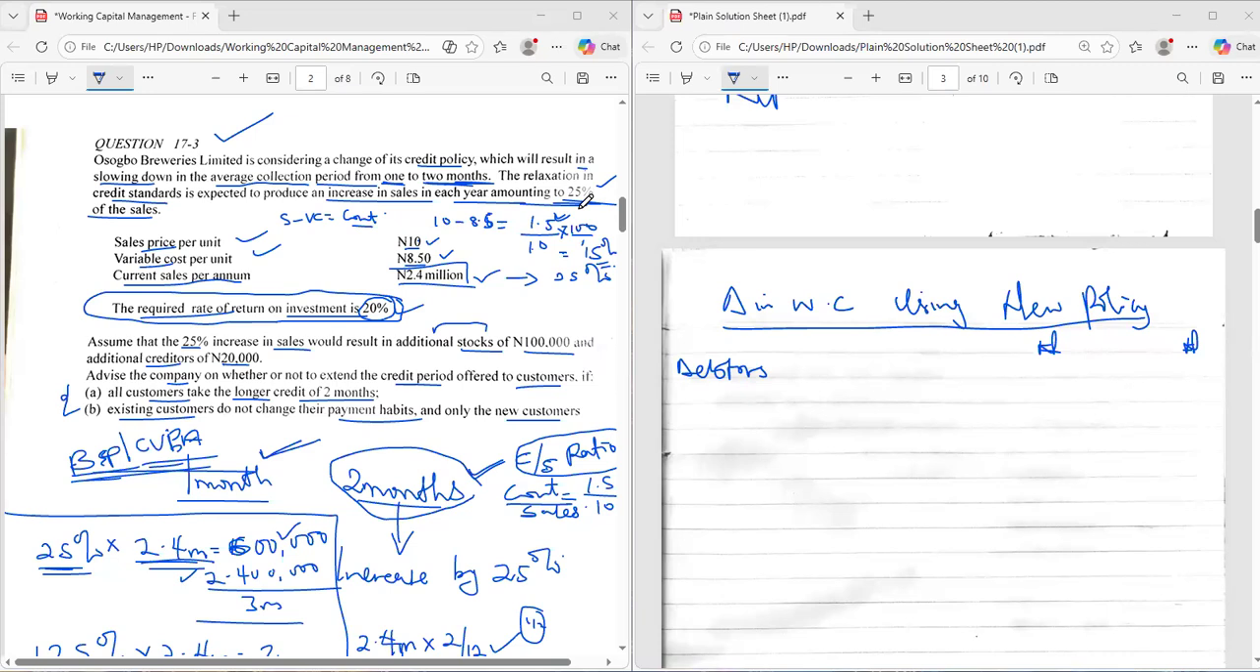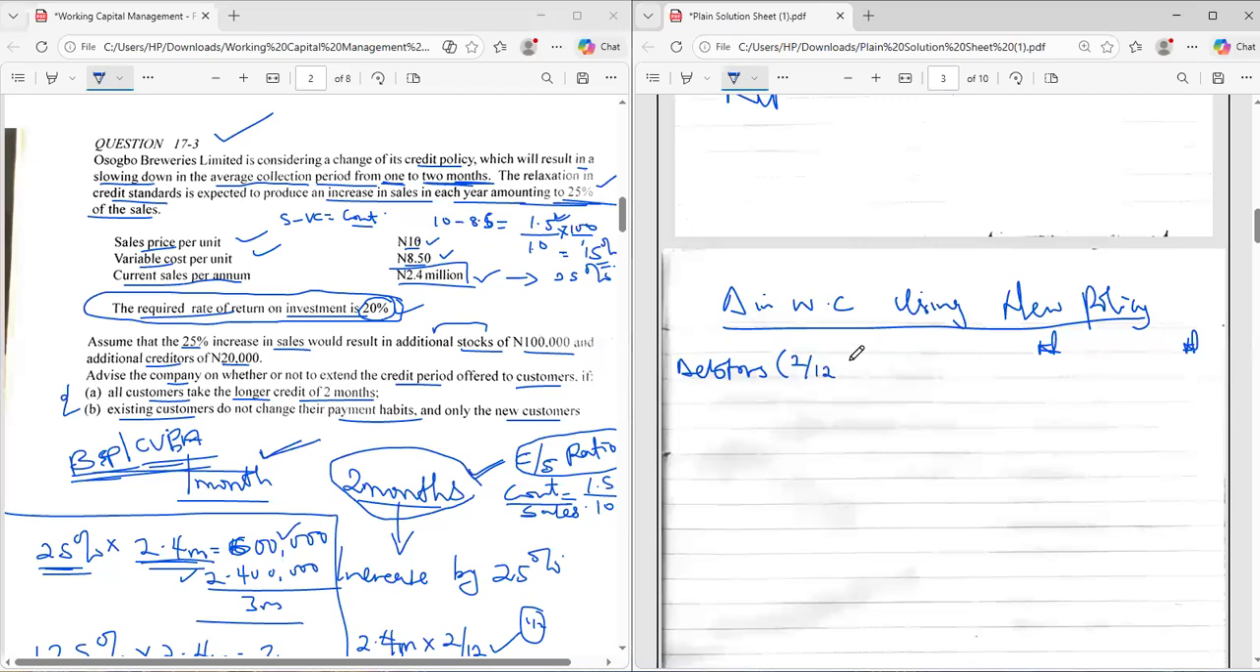Collection period is to be increased from 1 month to 2 months. God will bless you for that. Alright, good. So it will increase from 1 month to 2 months. That is 2 divided by 12. And since the new policy will be affecting the increment, it is 600,000.